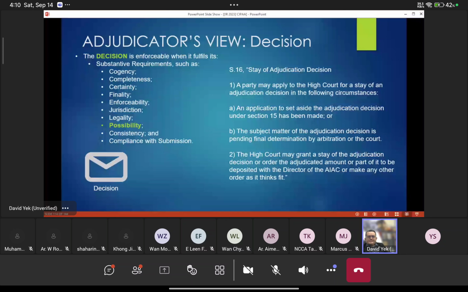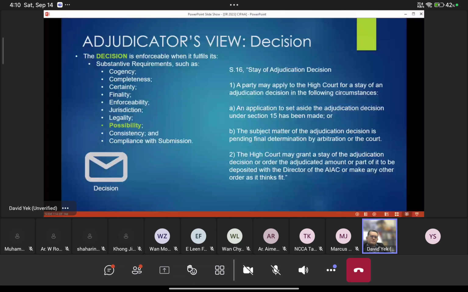Possibility: stay of the adjudication decision. That means the adjudication can be put aside. Why would the adjudication be put aside? It can be due to an application under Section 15, like I mentioned just now, the whole long list of things. Or it can be because there is a final determination by an ongoing arbitration or court decision.